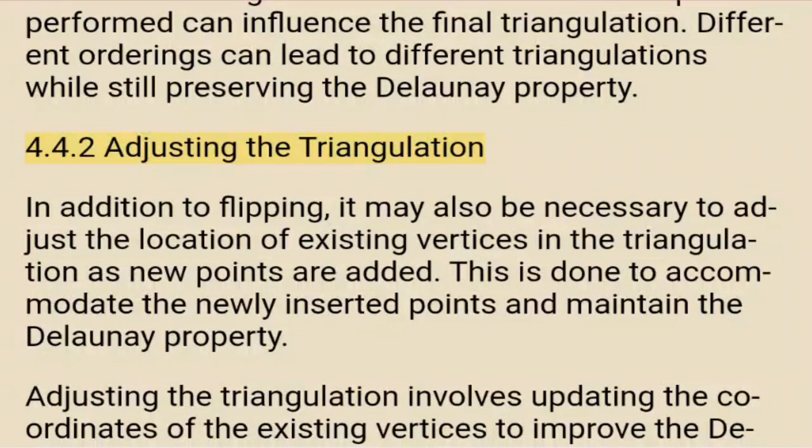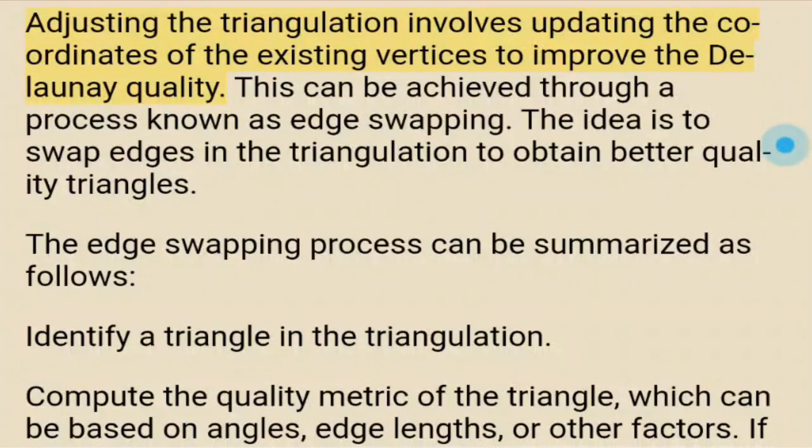4.4.2 Adjusting the triangulation. In addition to flipping, it may also be necessary to adjust the location of existing vertices in the triangulation as new points are added. This is done to accommodate the newly inserted points and maintain the Delaunay property. Adjusting the triangulation involves updating the coordinates of the existing vertices to improve the Delaunay quality. This can be achieved through a process known as edge swapping. The idea is to swap edges in the triangulation to obtain better quality triangles.